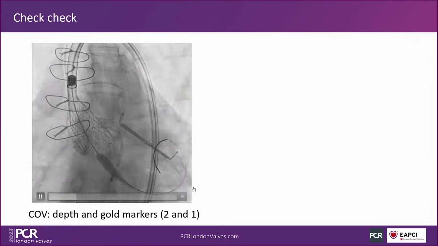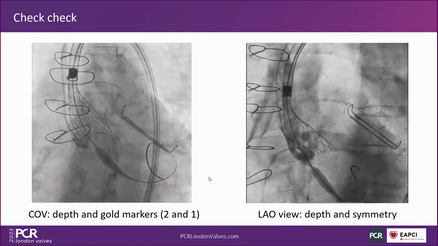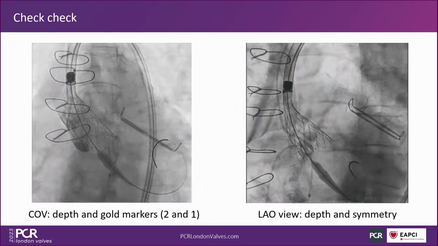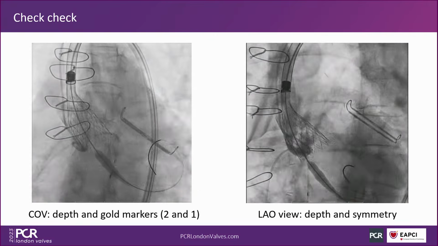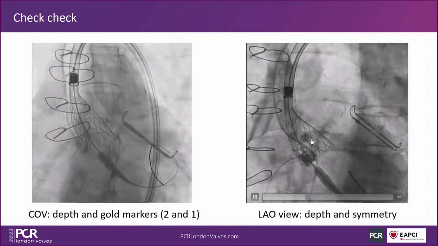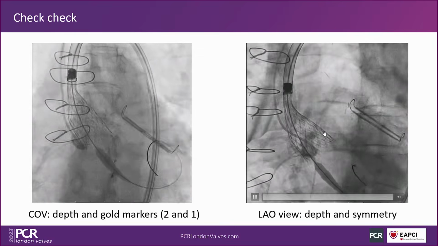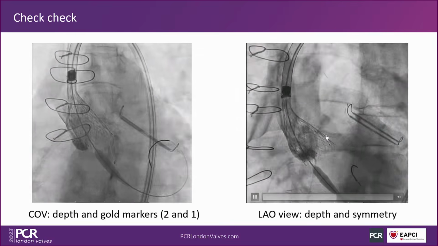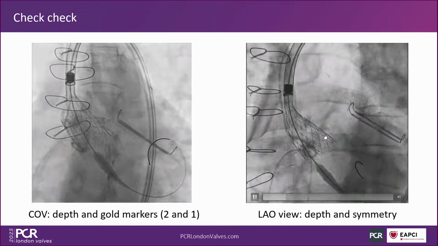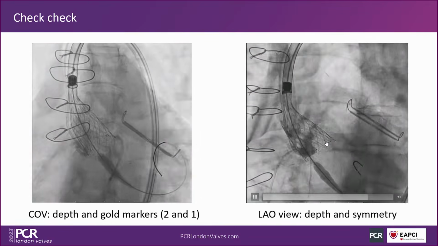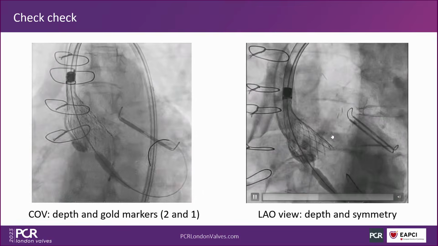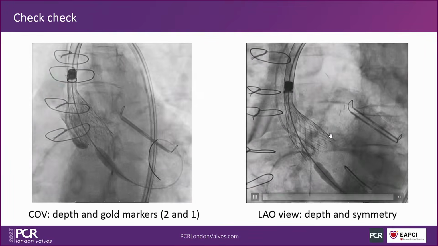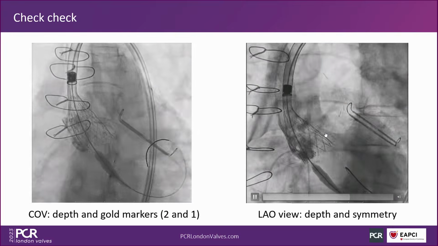So then, this is very important. We use 2 views. We check in the cusp overlap view for depth and the gold markers 2 and 1. And then we definitely need a second view. Like Stan said, we have to check the LAO, the left coronary cusp, where is our valve, how deep is it? Because with a symmetric implantation, we really have to check that we are not too high. There is the possibility to be too high now with this system, centering precisely and symmetrically in the native annulus.